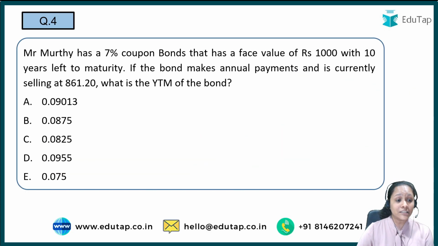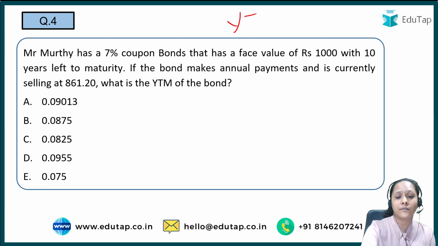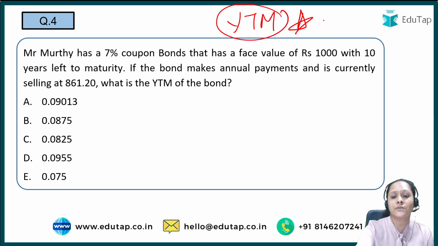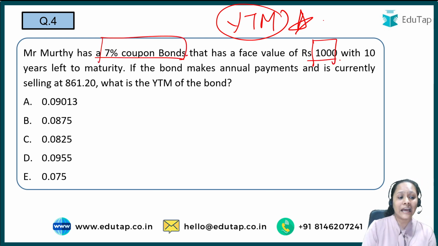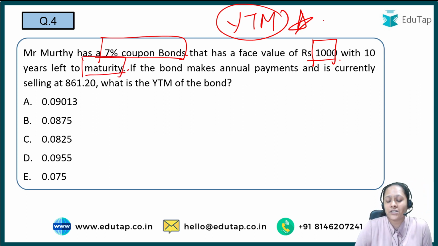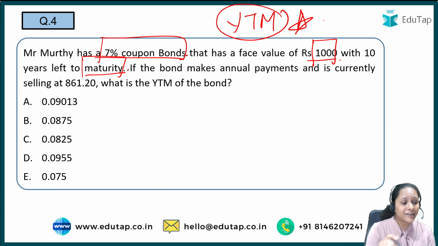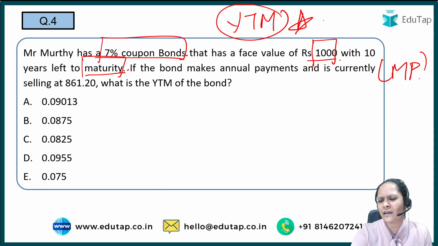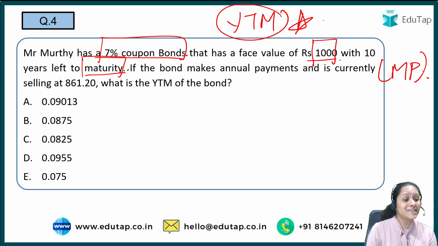Moving ahead, there is another numerical on YTM. This is a very important concept in case of a bond. Let us read the question. Mr. Murthy has a 7% coupon bond that has a face value of 1000, a coupon of 7%, and a maturity of 10 years. If the bond makes annual payments, which means the coupon payments Mr. Murthy is receiving would be annual, and the current market price, the price at which the bond is trading in the market, the current selling price of the bond is 861.20, then what is the YTM of the bond?